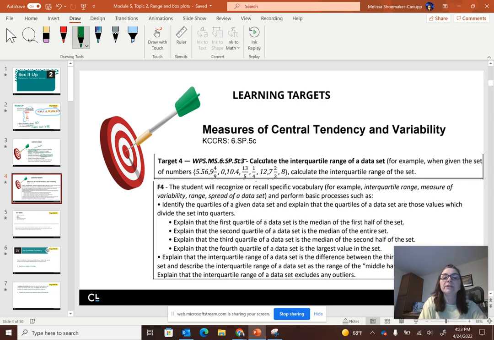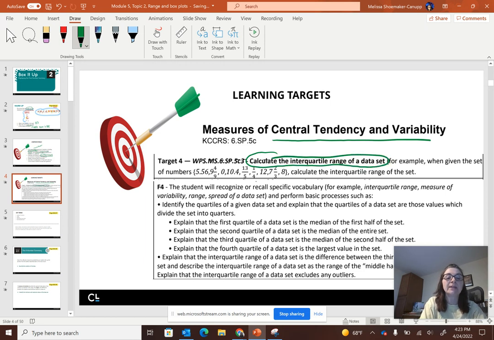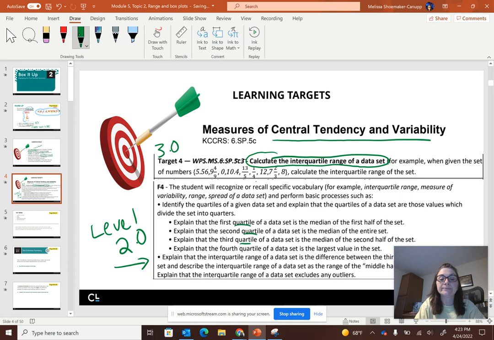Our learning targets: central tendency and variability. We're looking at calculating the interquartile range of a data set. Now this is our level 3 up here. Today we're working on just finding the range, so that's going to put us down here in our foundational skills, so that we can figure out all of these things. Quartiles, the range. First we have to know what the range is before we can find the interquartile range. Right there it is.